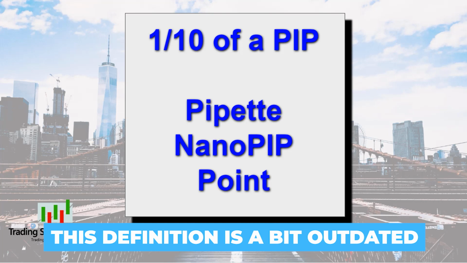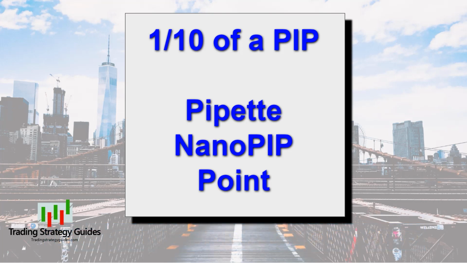This can create a bit of confusion for new traders because for the last few years, most trading platforms display price to the 1/10th part of a pip, sometimes called a pipette, nano pip, or just a point. I usually use the term point, but I've heard the others used often. I guess it just depends on where you got your training.